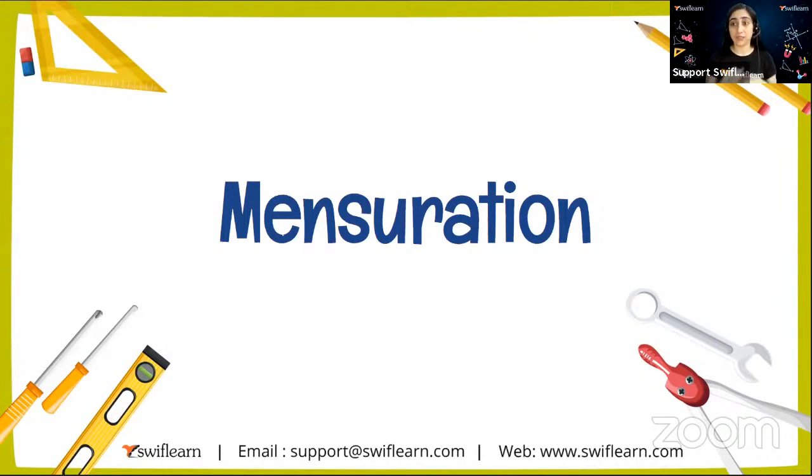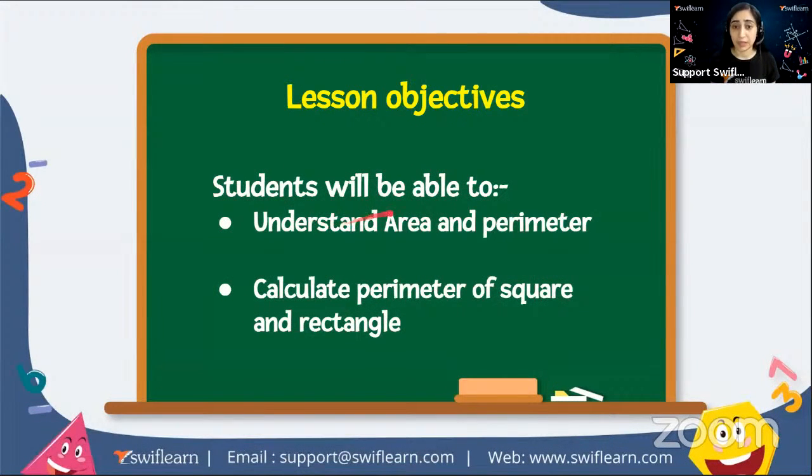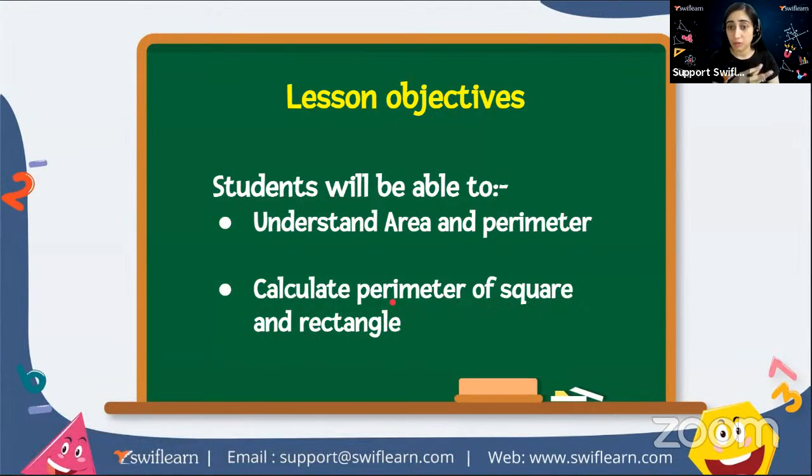So what we are doing is we have to measure things. Easy with the name, right? But what do we have to measure? Today we will learn what is area, what is perimeter, and how do we calculate the area and perimeter of a square and a rectangle. There are two geometrical shapes, square and rectangle, that we will be talking about, and how to differentiate between area and perimeter.